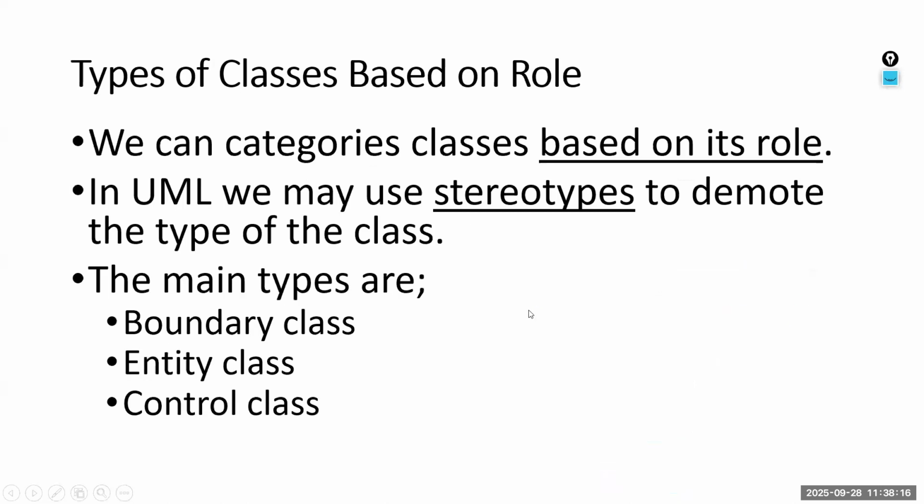Right, so this is the classification of classes based on the role that class plays. So we can identify, this is again standard UML, boundary class, entity class, and control class. Okay, boundary class, entity class, and control class.